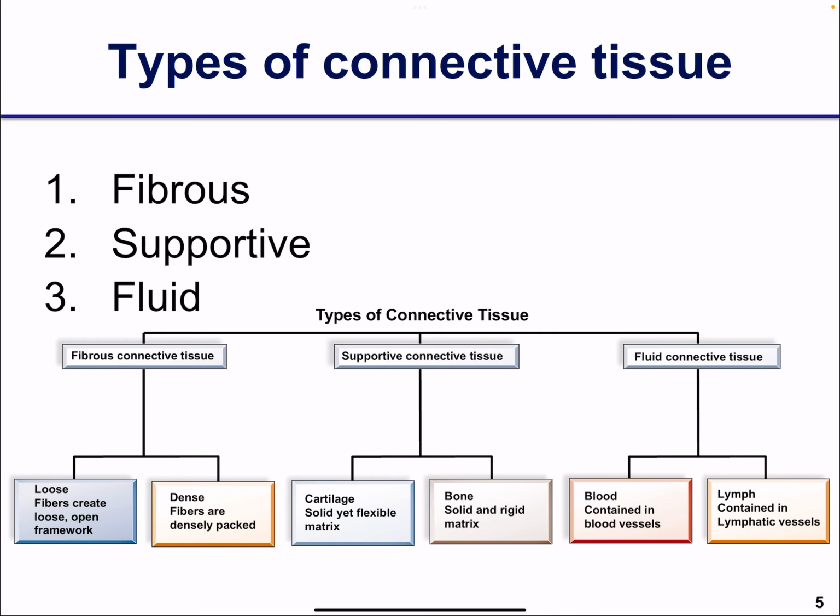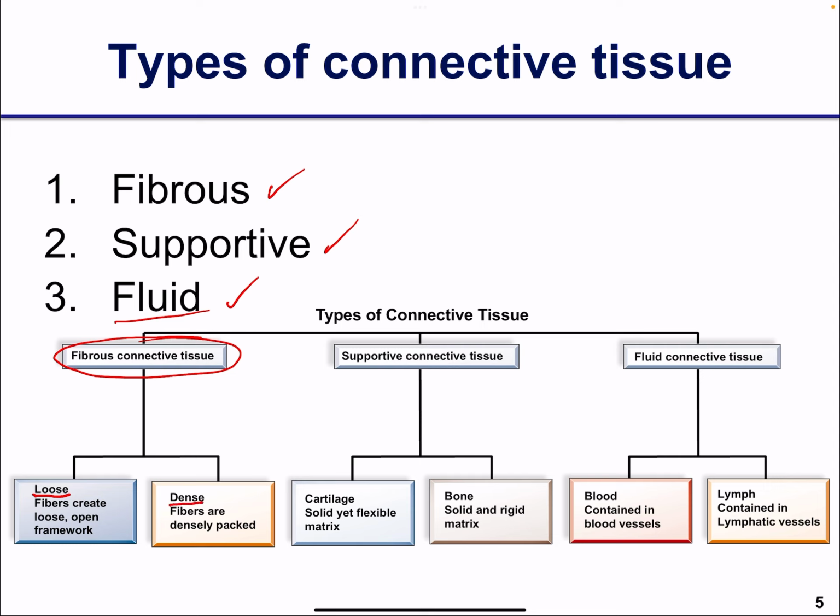Now, in the three different types of connective tissues, fibrous, supportive, and fluid, we can see that there are further divisions in the different types of connective tissues. For instance, the fibrous connective tissues are going to occur in two kinds. We have the loose connective tissue and we have the dense connective tissue.